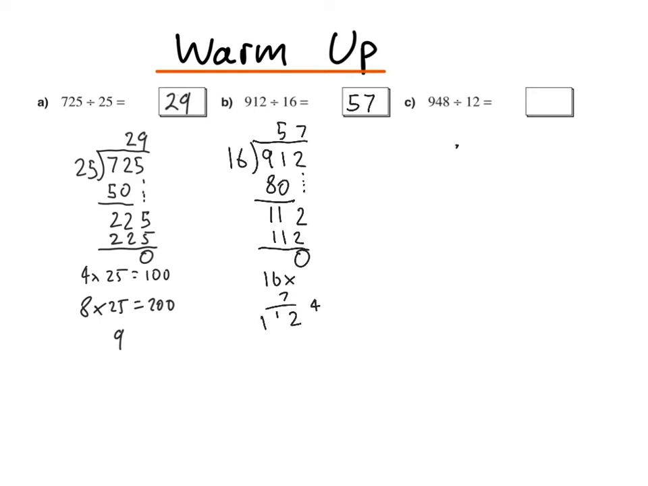Then this guy here, 948 divided by 12. How many 12s into 94? 8 times 11 is 88. 12 times 8 is 96. So 7. 7 times 12 is 84. The difference between 94 and 84 is 10. Drop down this 8. How many 12s go into 108? Well, luckily I remember my 12 times table. 9 times 12 is 108. So 79 is the answer there.